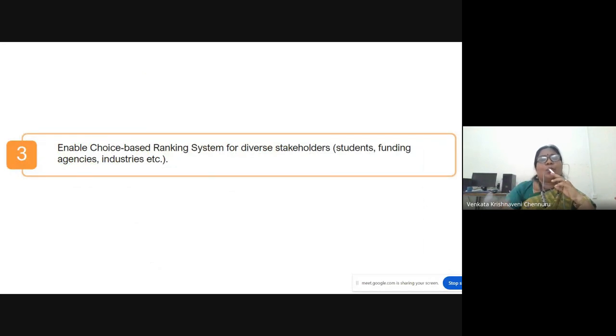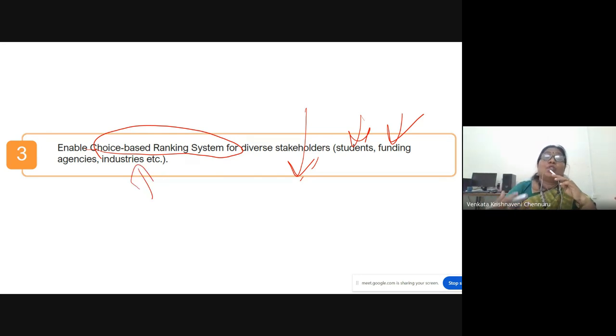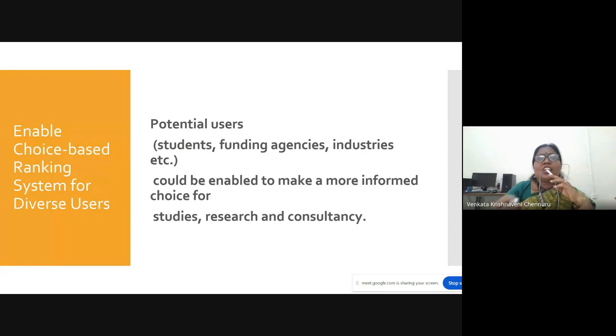Next, the third point is to enable a choice-based ranking system for diverse stakeholders. Who are the stakeholders of our educational institutions? Students, funding agencies, industries and the like. So there should be a mechanism to enable a choice-based ranking system for these kinds of diversified stakeholders. Potential users like students, funding agencies and industries, whom we consider as stakeholders, could be enabled to make a more informed choice for studies, research and consultancies.